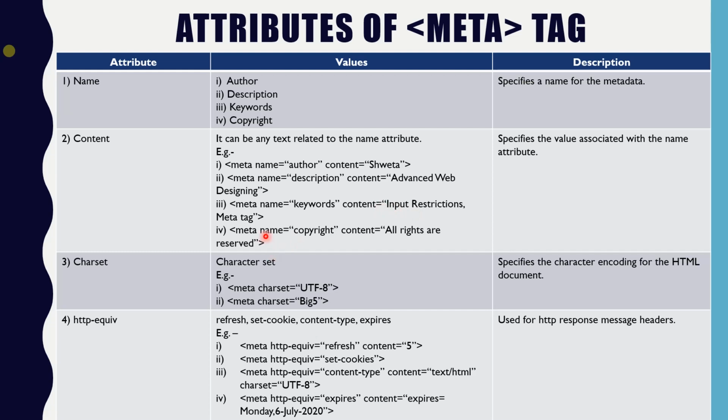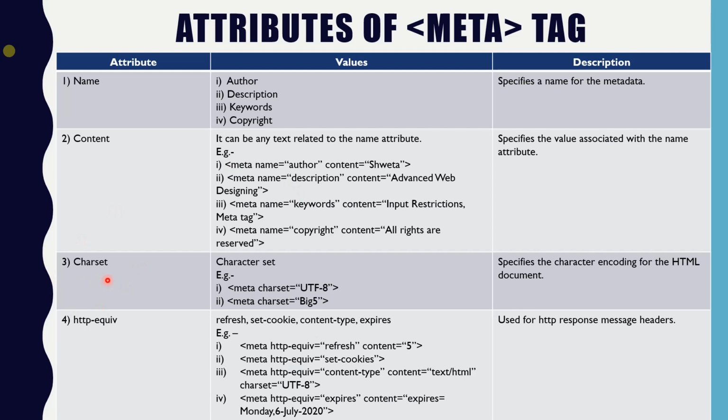Okay. Then at last, meta name is copyright. Content is all rights are reserved. So I can say that all rights are reserved means no one can do anything except me, only I can do, but no others have the right. So this depends on what you want to write. Okay, so this is all about the content.